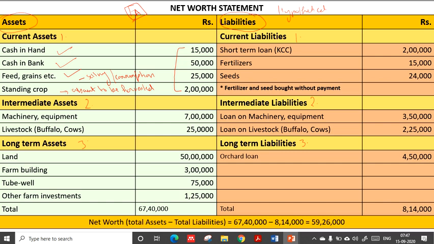Then comes intermediate assets. Let's say he has a tractor, harrow, a rotavator, and a reaper, and some other small implements which have a combined value of 7 lakh rupees, and livestock of 25,000 rupees. Let's say he has only 2 milking cows. Long term assets: he has land that is worth 50 lakh rupees, farm building that is worth 3 lakh rupees, tube well 75,000.